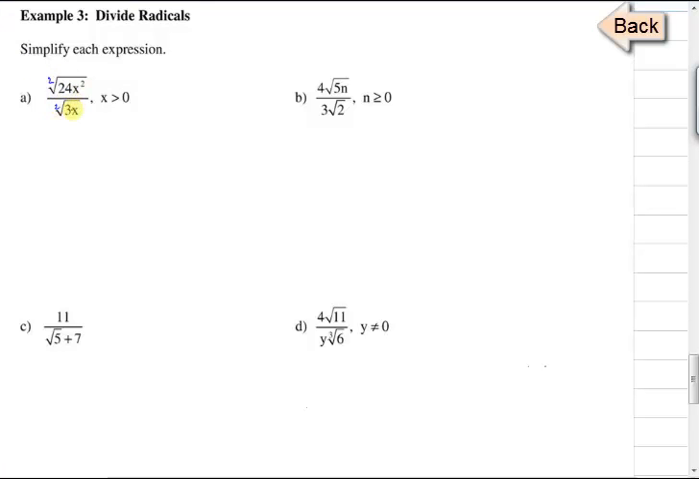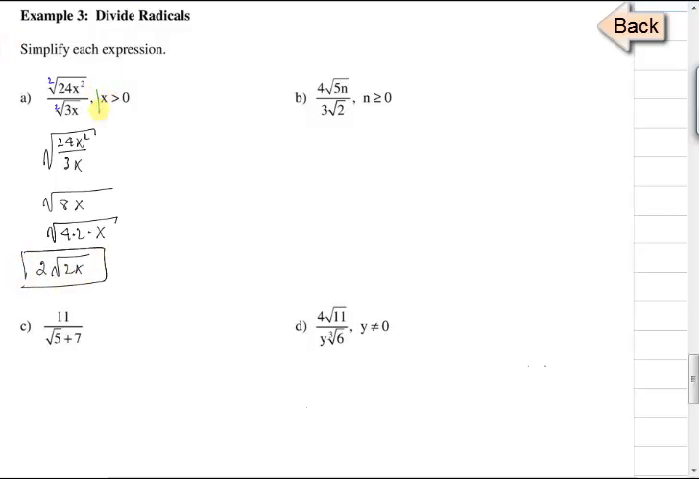And if you notice that your denominator divides evenly into your numerator, you can just write it under the same radical sign. So 24x squared over 3x, and then do the division. 24 over 3 is 8. X squared over x is x. And then we can simplify the 8. Let's write it as 4 times 2. Square root of 4 is 2. So we pull it outside the radical sign, and we are left with 2 square root of 2x.